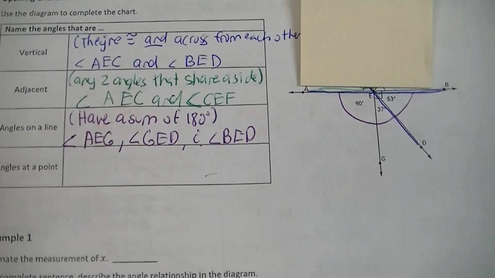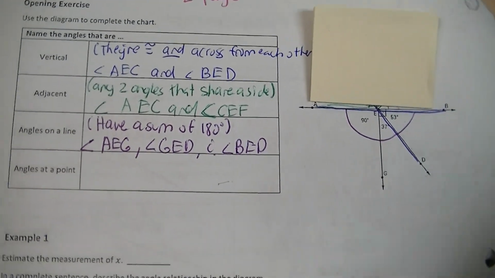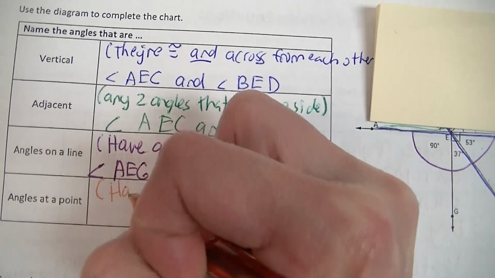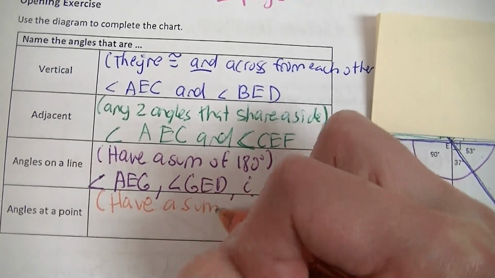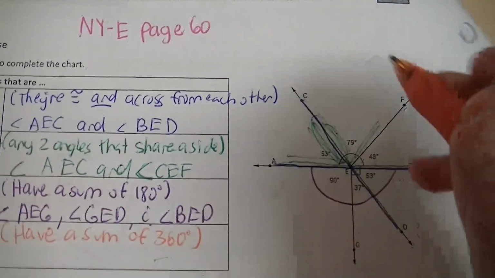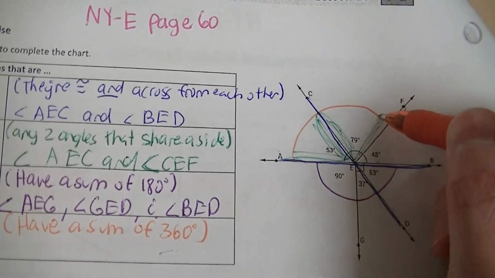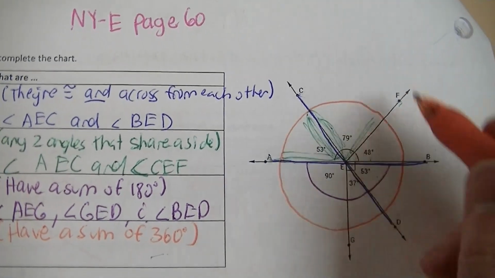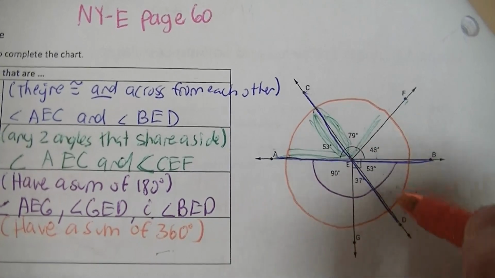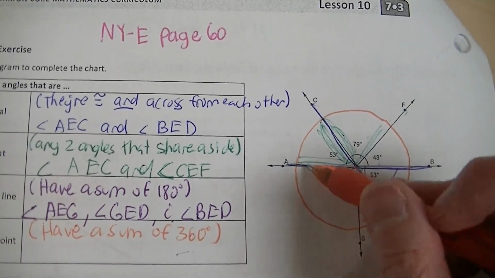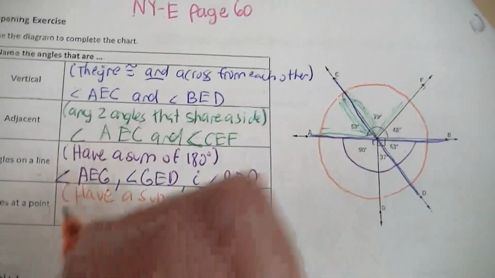All right, now the last example in this little table here is angles at a point, and you should know with angles at a point, they have a sum of 360 degrees. Just like a full circle. So it's like this angle, and this angle, and this angle, and this angle, and this angle, and this angle. All those angles are collectively called angles at a point because when you add them together, they equal 360 degrees. So now I just got to list all of them correctly without messing up.